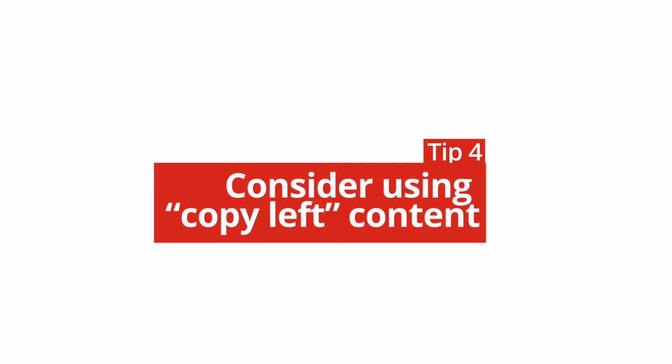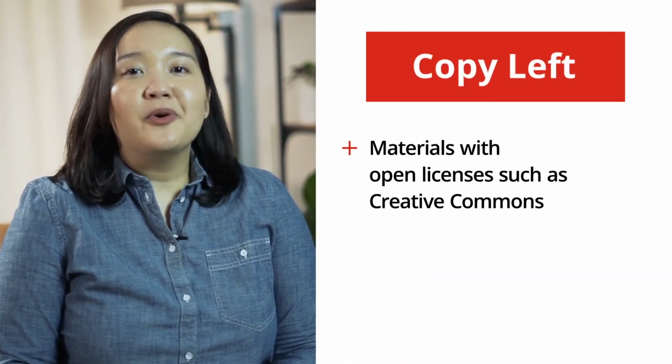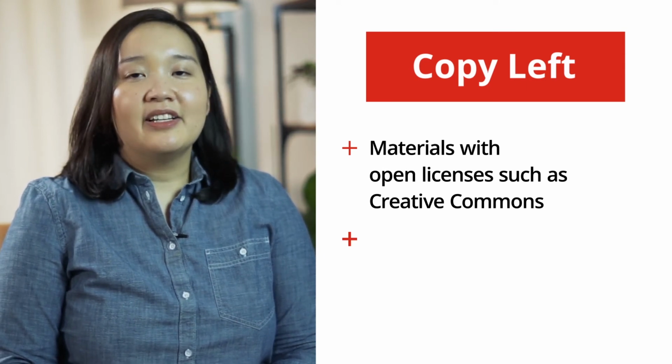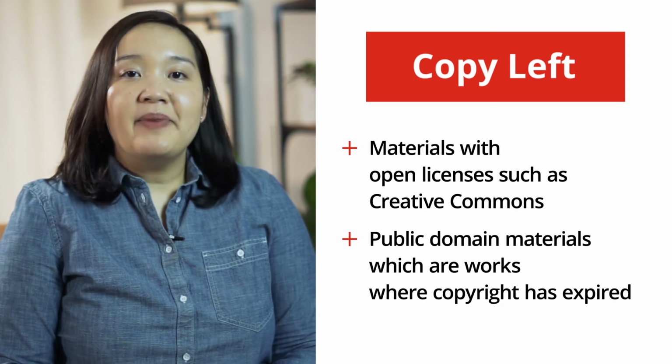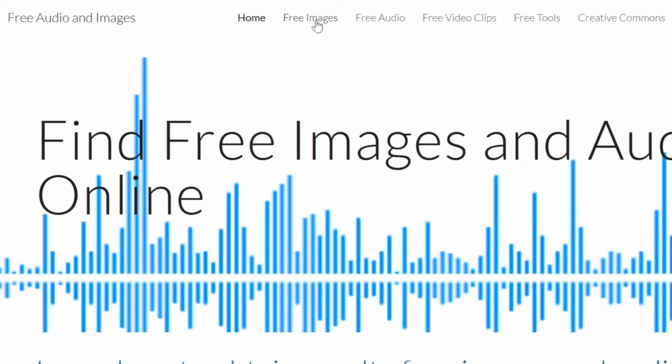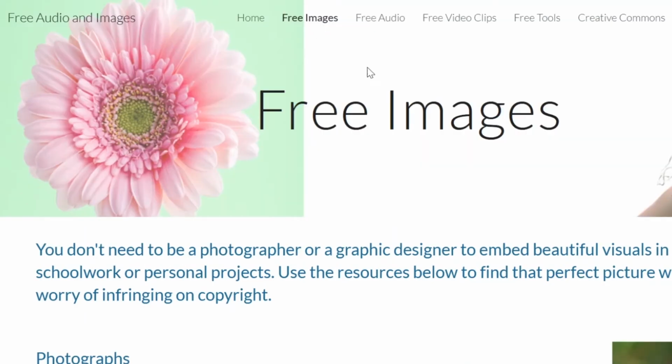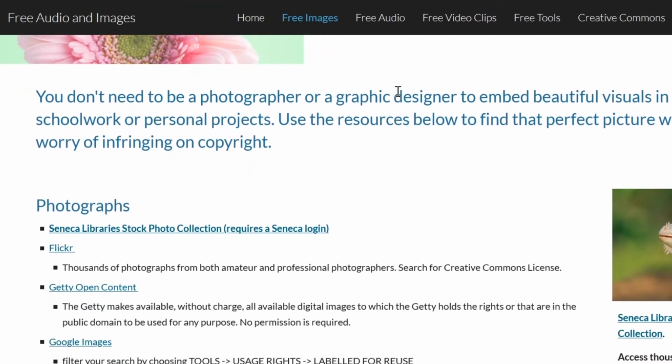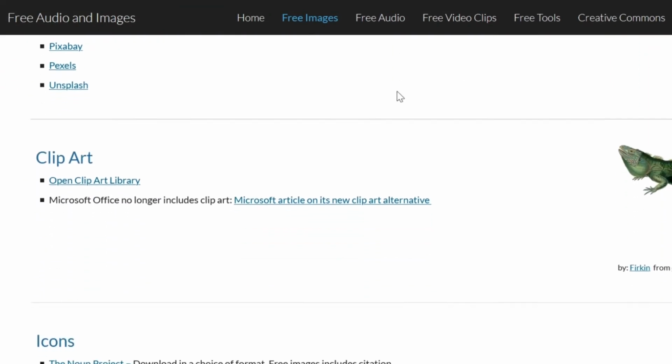When creating course materials such as lecture slides, consider using copyleft content. There are many online resources, including images, audio, and videos, which can be used without seeking permission from the copyright holder. Copyleft includes materials which are shared under an open license, such as Creative Commons. It also includes content in the public domain, which are works that are no longer protected by copyright. The Copyright at Seneca Guide has a list of websites where you could find openly licensed works, such as the Seneca Sandbox free audio and images site. These websites would also be excellent resources to share with your students to help them with their digital assignments.